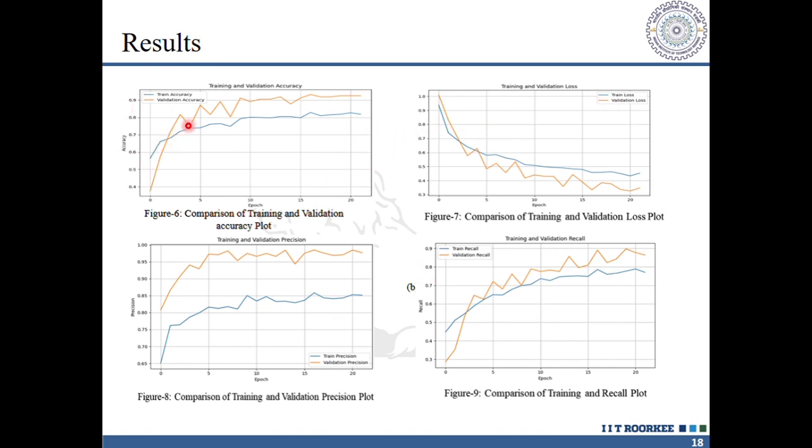This is the graph for training accuracy and this is for validation accuracy. If we increase the number of epochs, we get better results. Same for loss. This is a graph of training loss and this is for the validation loss. Same for epochs. If we increase the number of epochs, we get less loss in our results. This is for precision and this is for recall.